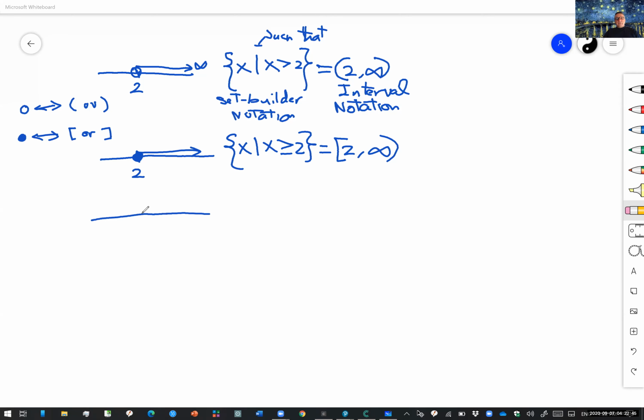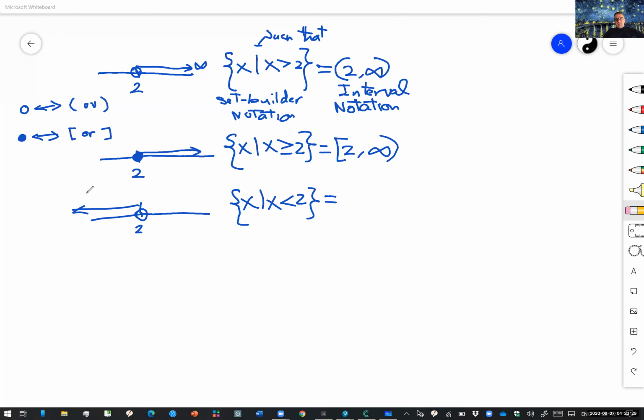Now let me ask you this. How would you represent this set? What would be the definition of this set in set builder notation? All x such that what? Less than. So x is less than 2. Good.